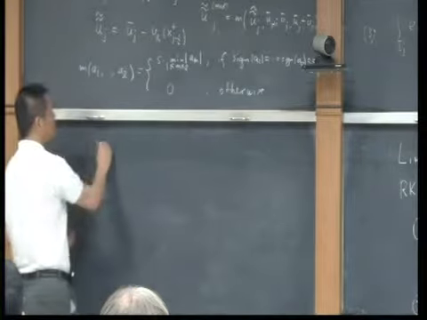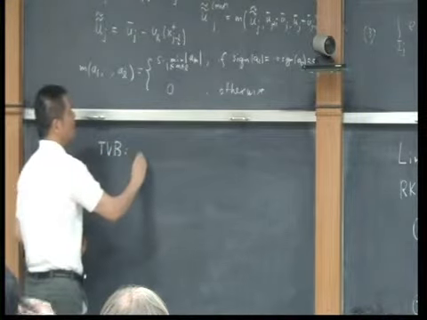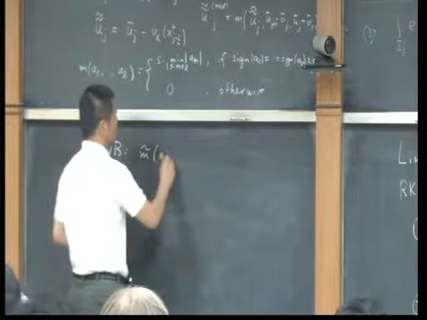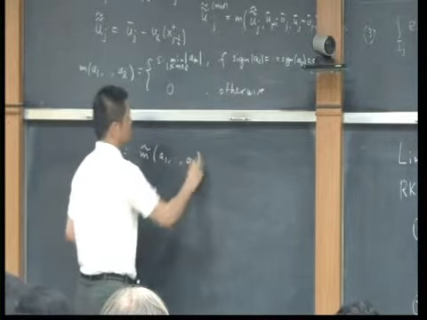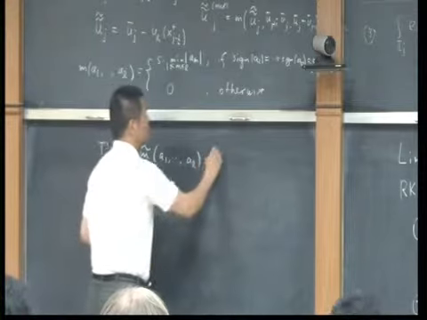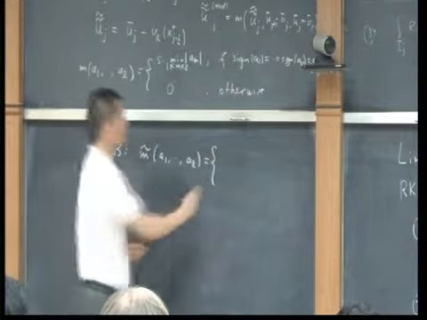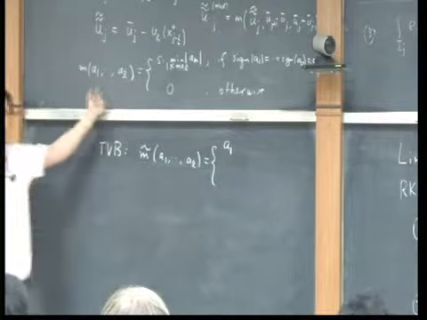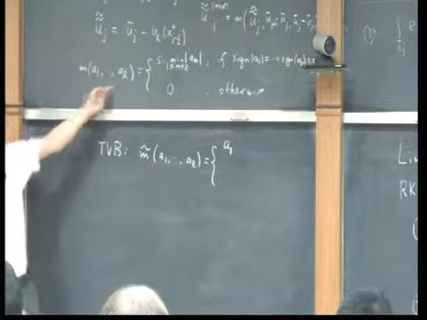So TVB, take M delta. So what is M delta? Well, it is either just a1. Notice that the min mod is symmetric with all the arguments. It doesn't matter who you write first.